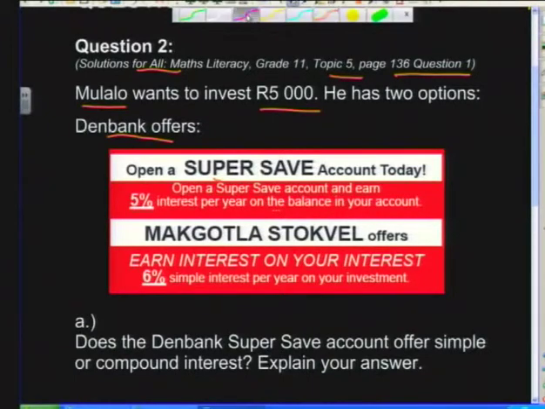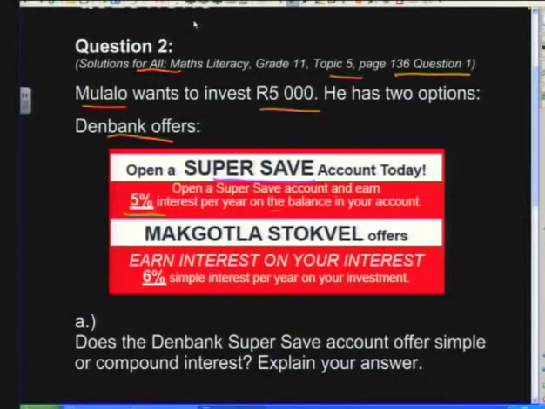Open a Super Saver account and earn 5% interest per year on the balance in your account. So that's a nice account. Or you can have this, I'm not even going to try and pronounce it, Makotla Stockwell offers. You earn interest on your interest. You get 6% simple interest per year on your investment.